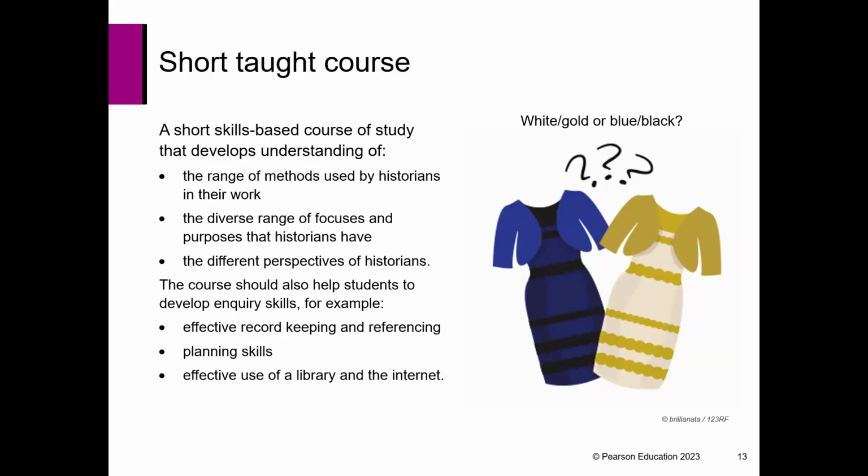So the sorts of things you'd be including in that short course will be the range of methods used by historians in their work, the diverse range of focuses and purposes that historians have, and the different perspectives of historians. As well, of course, developing their inquiry skills, effective record keeping and referencing, planning skills, and effective use of a library and the internet. As well as this, if the topic chosen for the coursework is different to the topics covered in the other 3 assessment components, papers 1 to 3, it would also be permissible to deliver a short course to provide students with a contextual background.